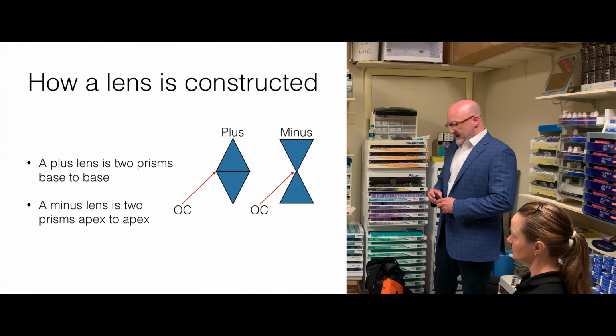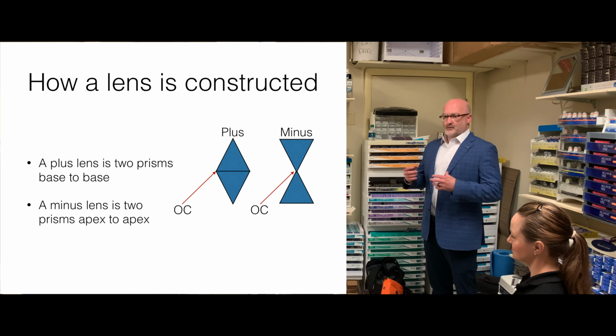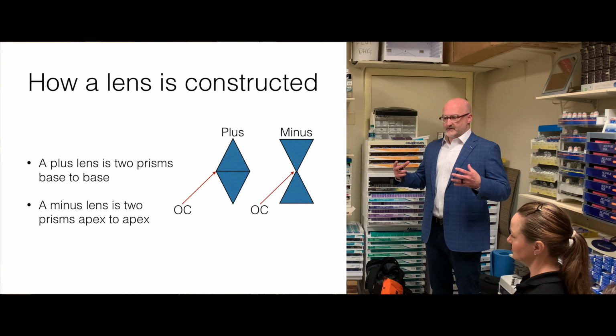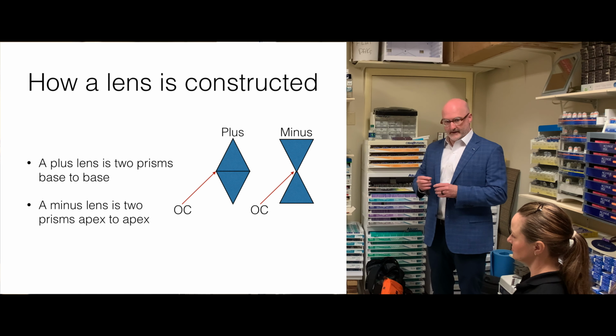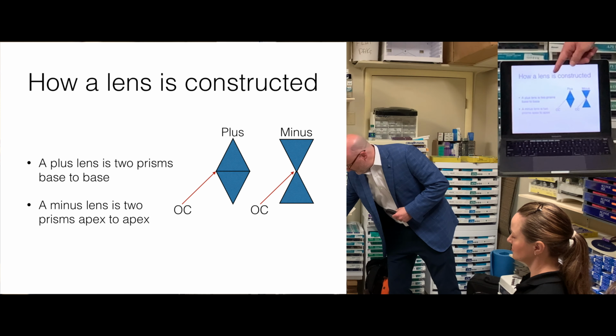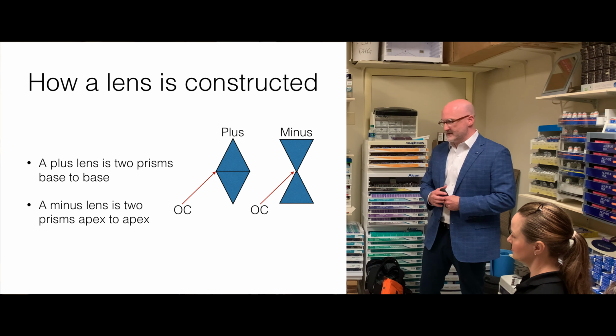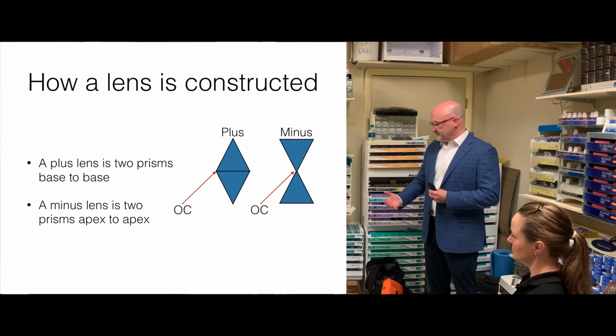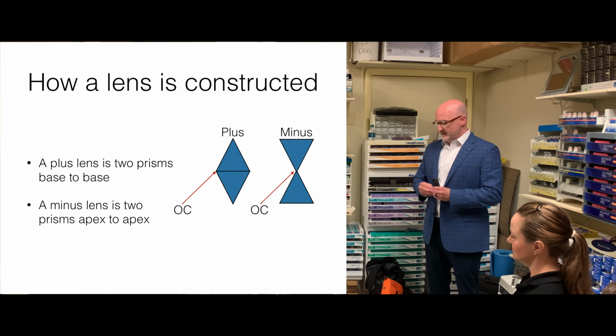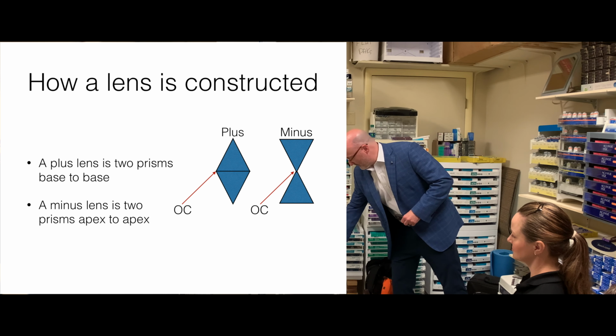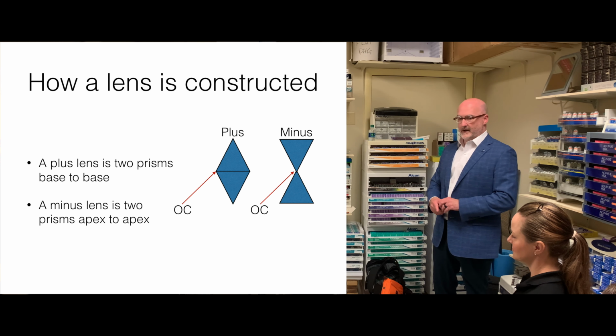Where the bases meet in the plus lens is what we consider the optical center. The optical center is a point on a lens where light is not deviated. If light were going to continue to go through these two bases, it would not be deviated. And for the minus lens, where the apices meet is the optical center. Again, light would not be deviated at that point. Anytime you move up or down from those points, it will be deviated.